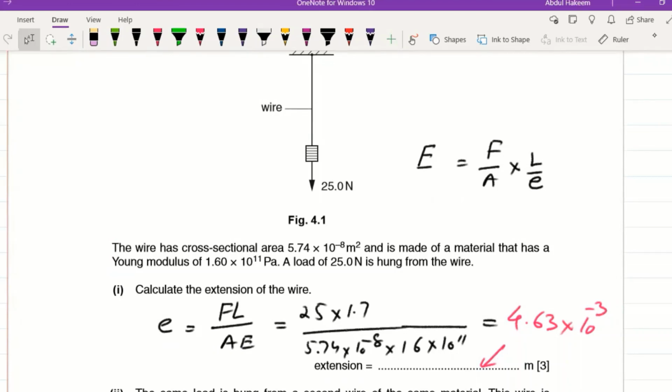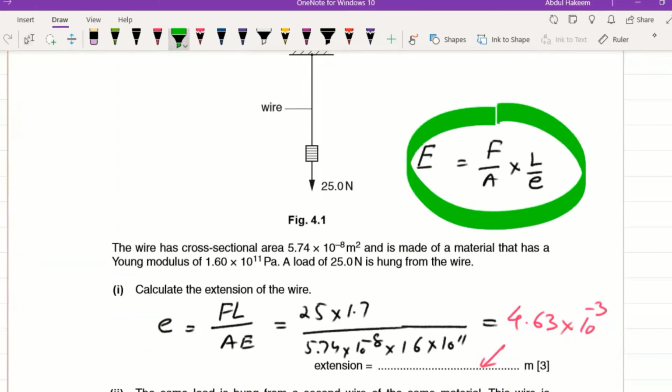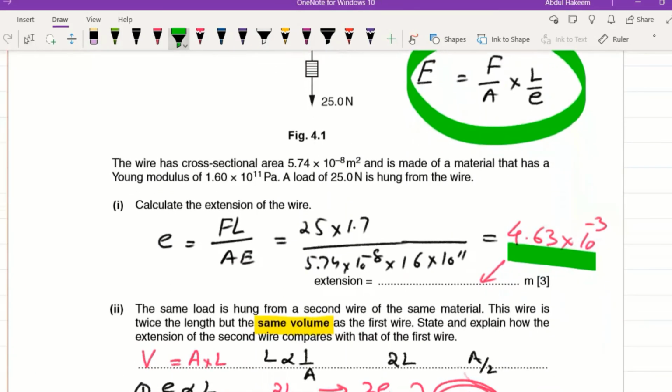Calculate the extension. Young modulus is stress divided by strain, F over A, over e over L, meaning e is equal to F L over A E. F is 25, length is 1.5, area given, Young modulus given. So the answer comes to 4.6 × 10 power minus 3 meter. This is the extension, meaning 4.63 millimeter.